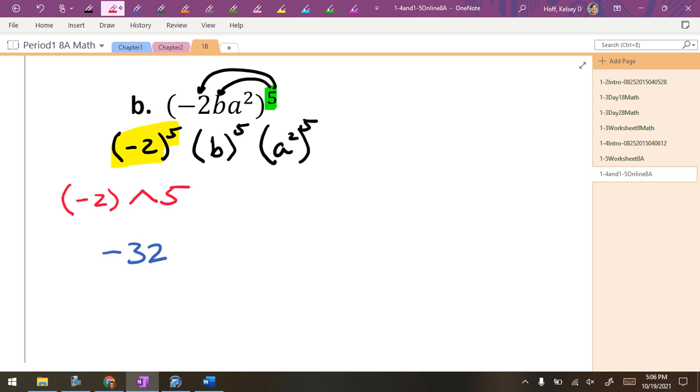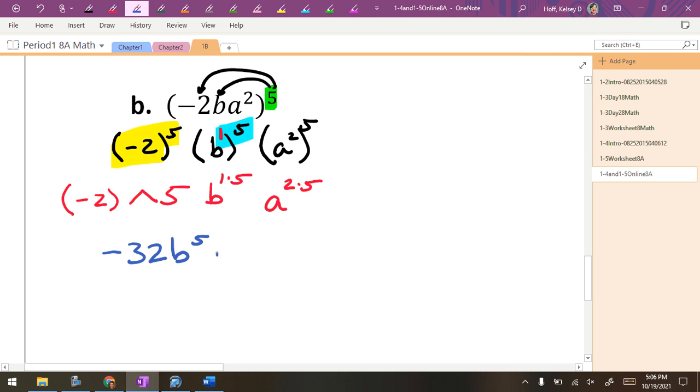Now we keep our base. What's our first letter? B. And you need to show me that you're multiplying. But Miss Hoff, there's only one exponent. What number is really there? Don't forget there's a 1. So we really have 1 times 5. And then we have our base A, 2 times 5. So now we have to multiply. Our final answer would be -32 b to the 5th, a to the 10th.